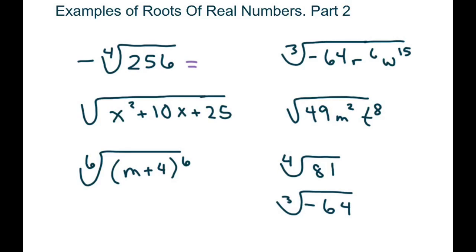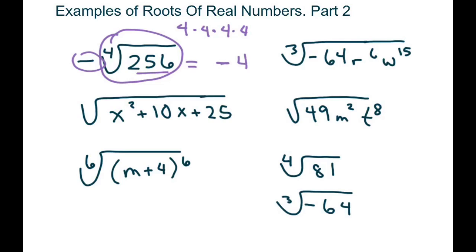We're just going to take the fourth root of 256. And what's that going to be is 4, because 4 times 4 times 4 times 4 is 256. So that equals 4, this part. And then we have this negative outside, so the answer is going to be -4. The others I'm going to do on different slides.